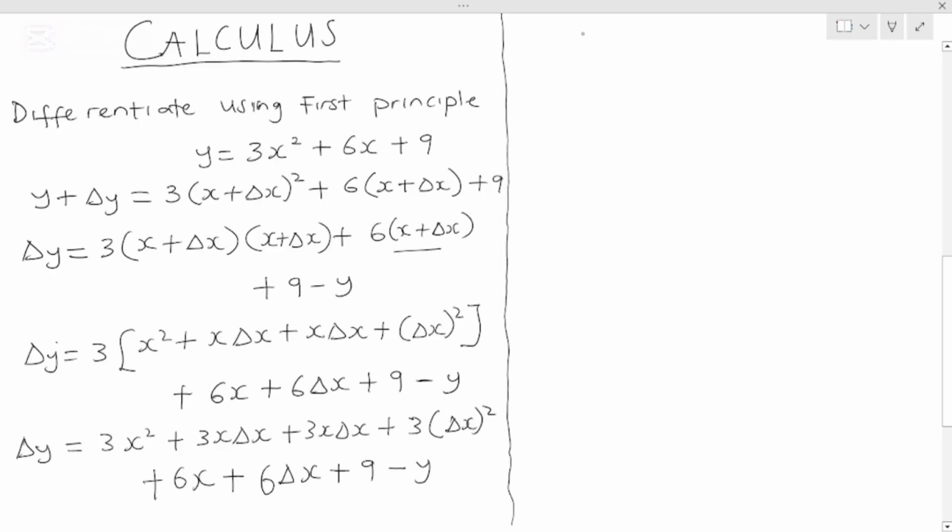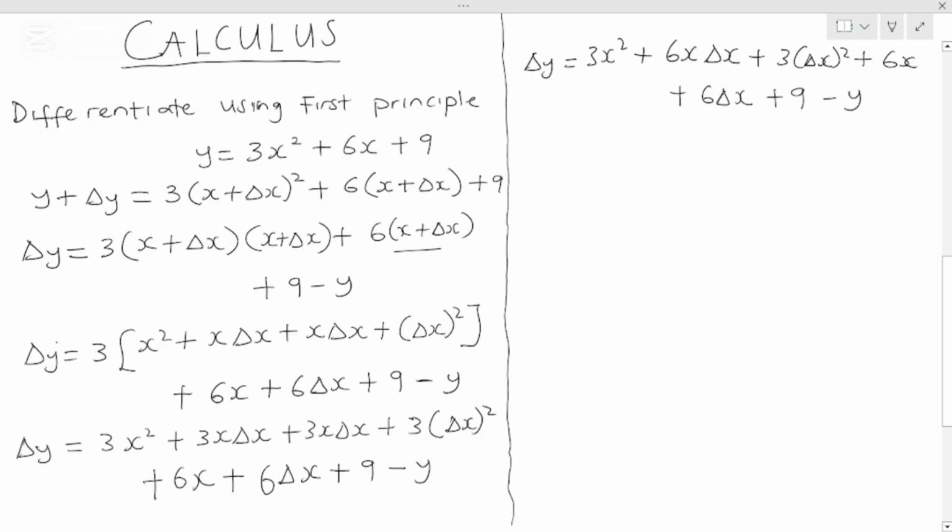Alright, so we further simplify. You have change in y is equal to 3x squared plus 3x change in x plus 3x change in x, that's 6x change in x, plus 3 change in x squared plus 6x plus 6 change in x plus 9 minus y.